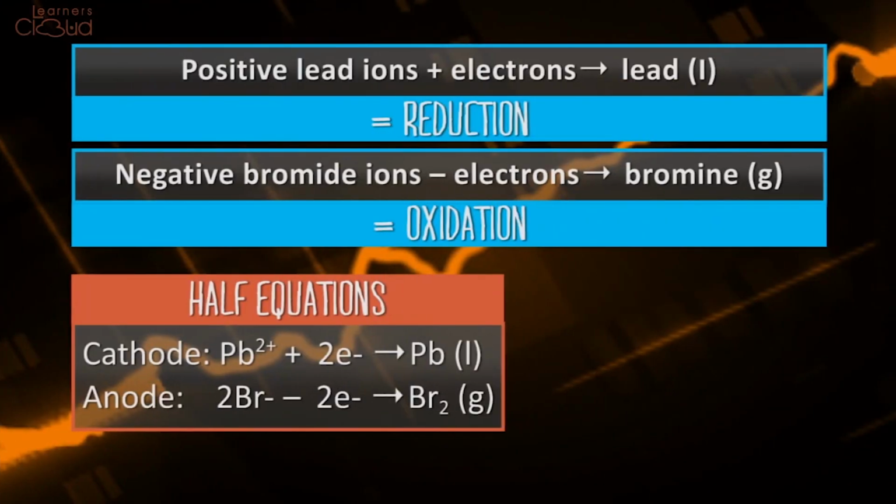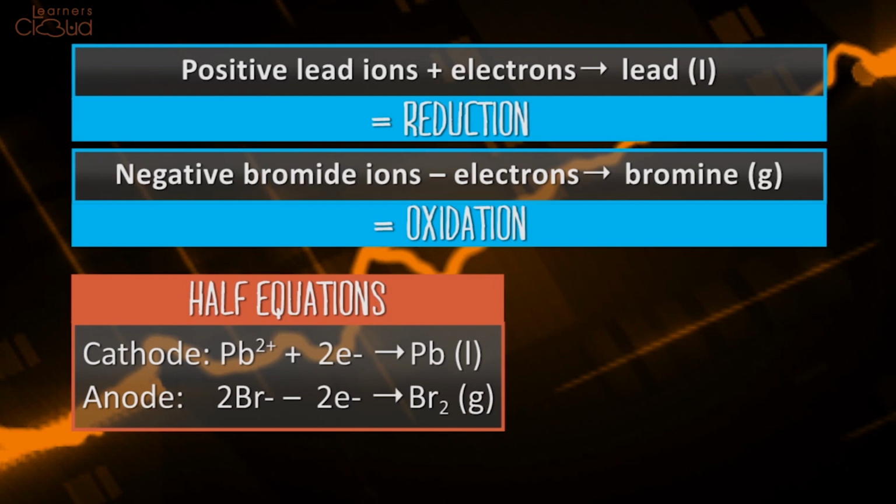So let's sum up. The positive lead ions have gained electrons, so they've become reduced. The negative bromide ions have lost electrons, so they've become oxidized. We can represent these reactions as half equations.